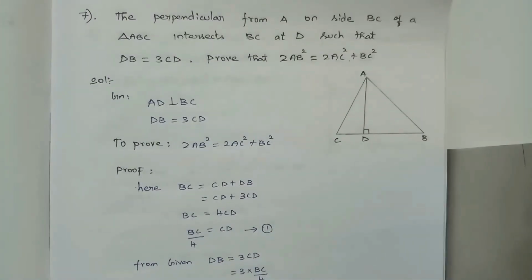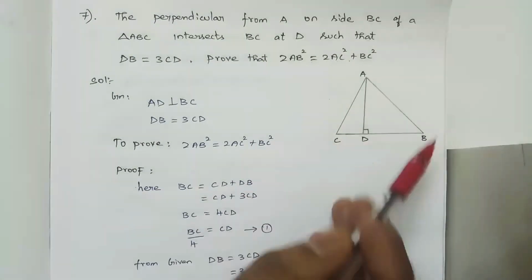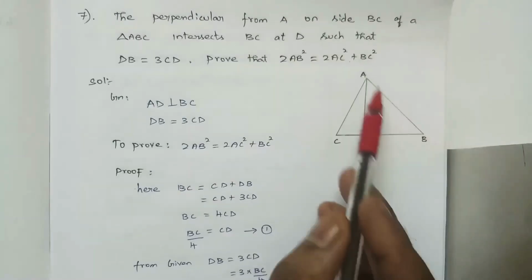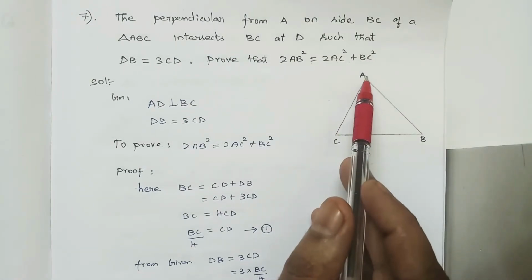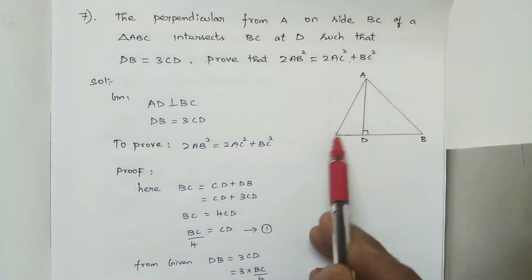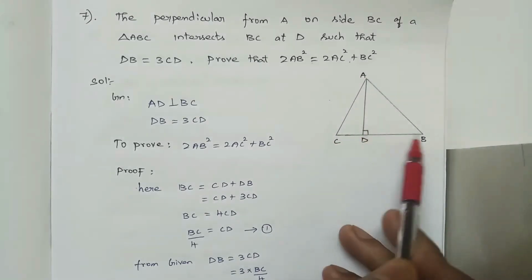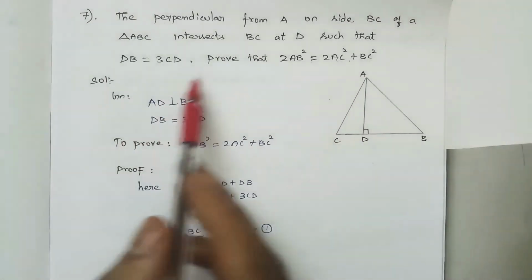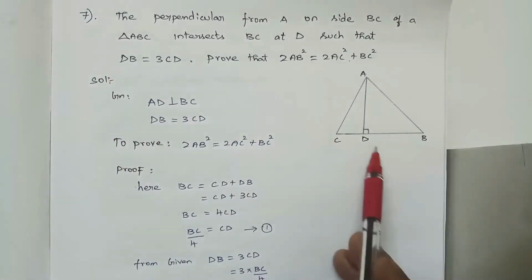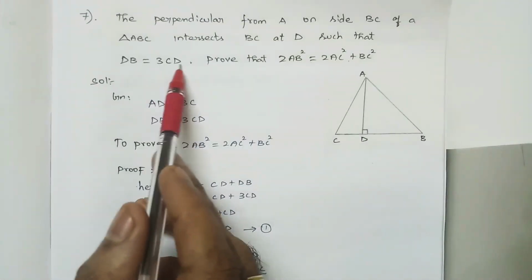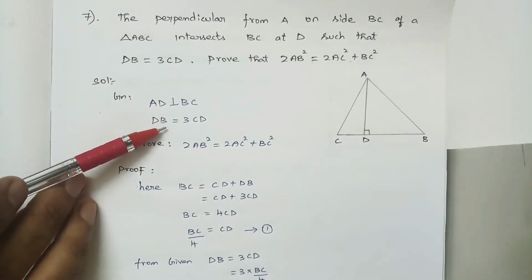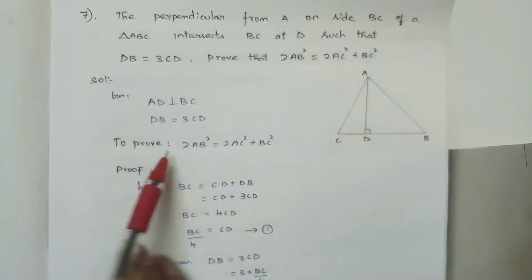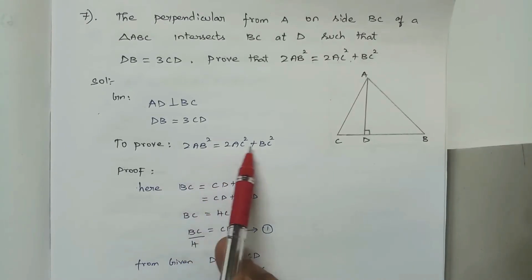Right? So see here, they didn't give the diagram. We are simply drawing the right triangle. From the point A, they ask you to draw the perpendicular line on BC. So AD is perpendicular to BC, and they have given one more hint, that DB is equal to 3 times CD. So given AD perpendicular to BC, DB is equal to 3 times CD. To prove 2AB square is equal to 2AC square plus BC square.